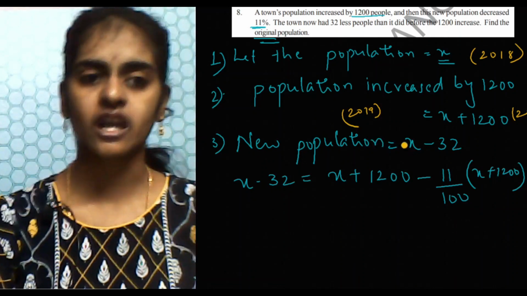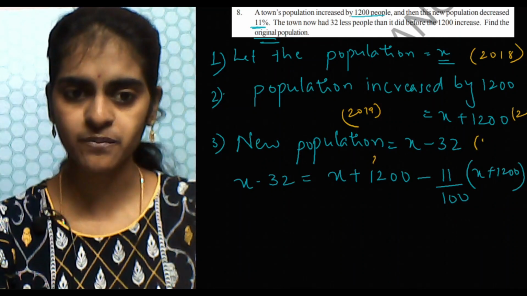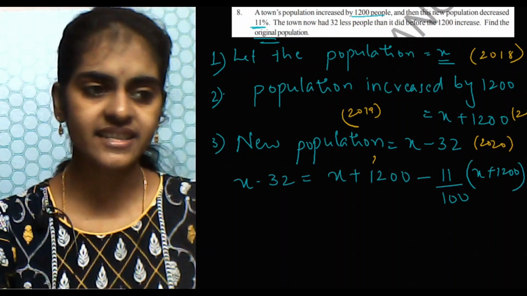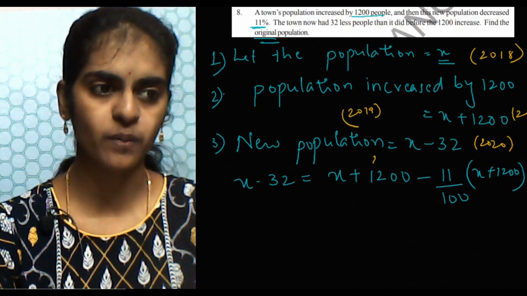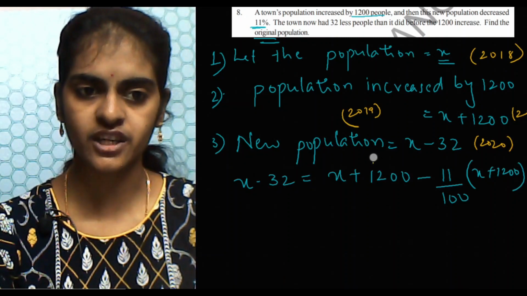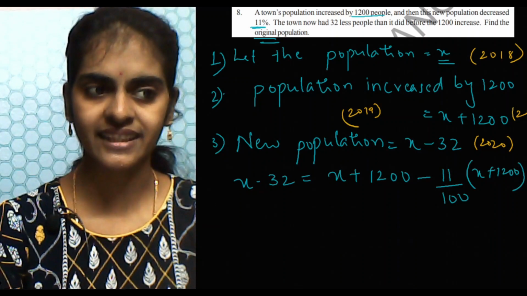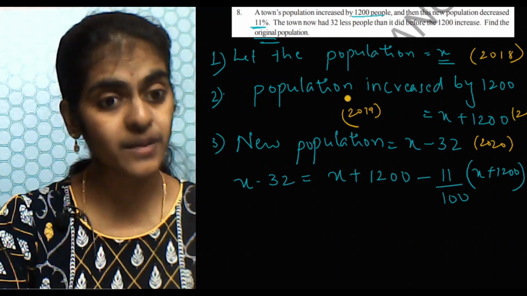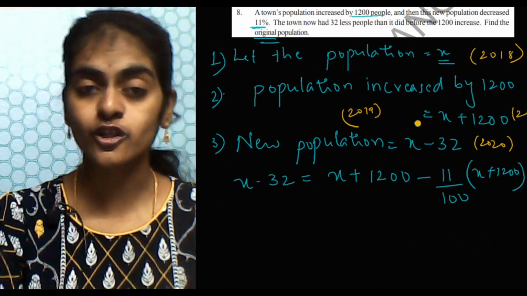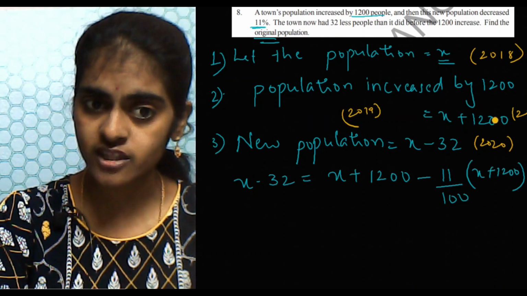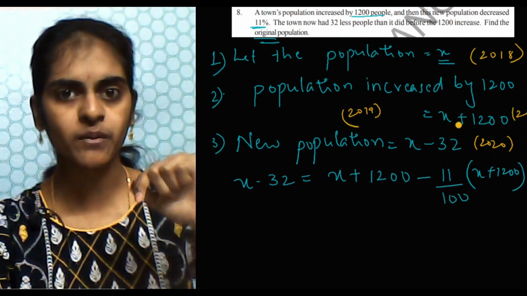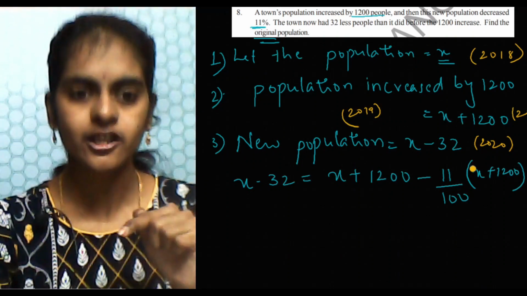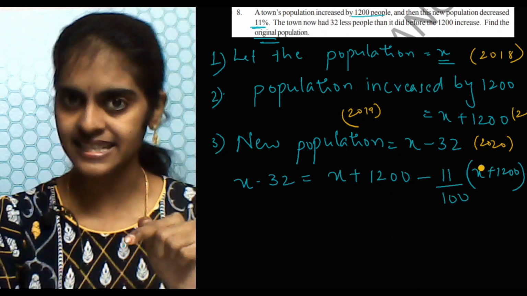Now in 2020, the same population, what happened to this population? Last year's population you will calculate, isn't it? So this 2019 population has decreased by 11%. So you will calculate the population decrease on this one. On the new number, you will calculate 11% decrease. So calculating 11% decrease, it is this.